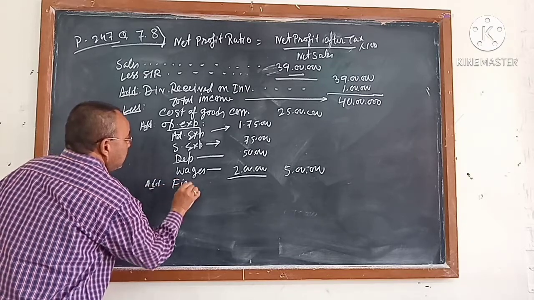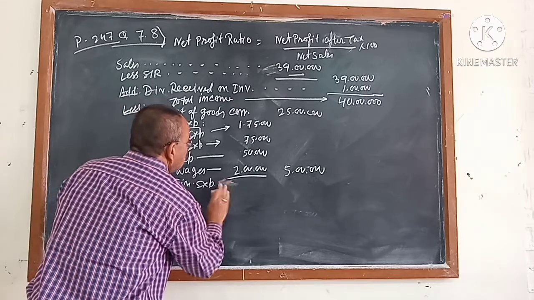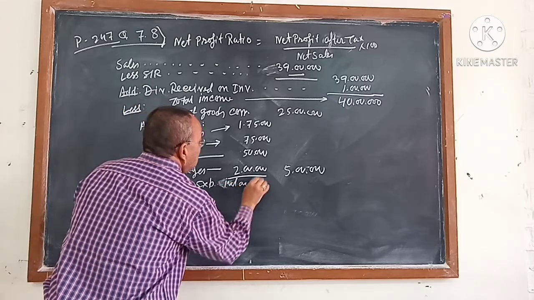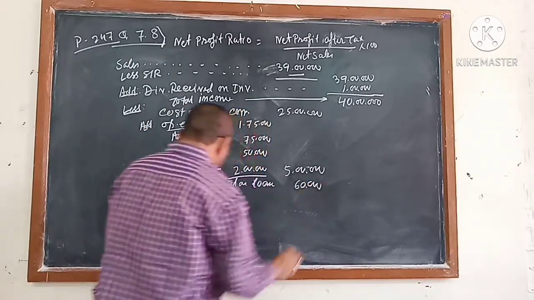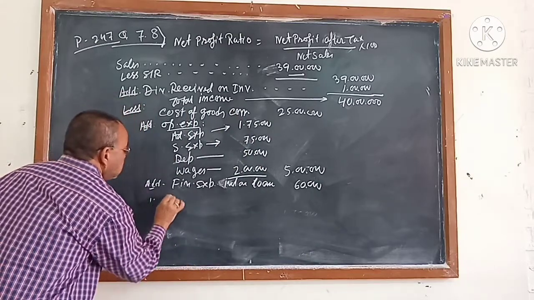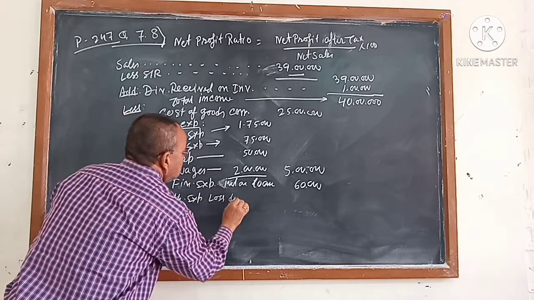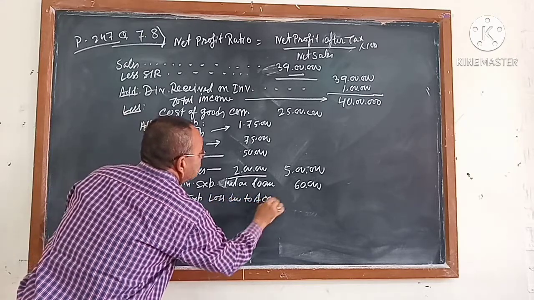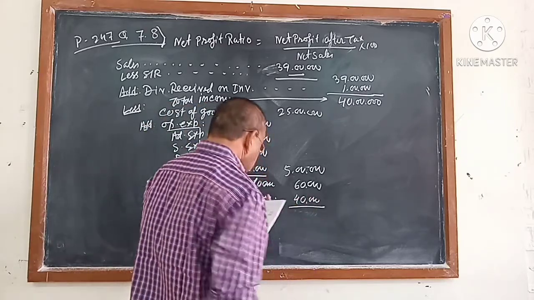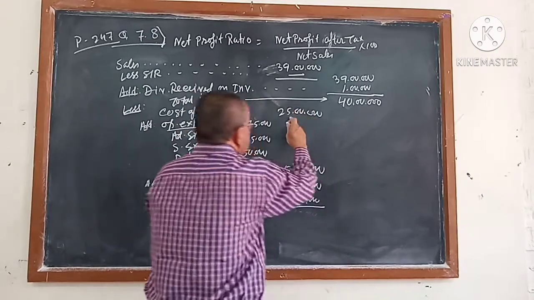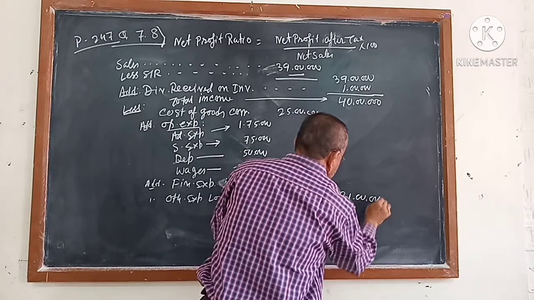Add financial expense. Financial expense, that is interest on loan, 60,000, and also loss, other expense, loss due to accident. Loss due to accident, how much you are getting? 40,000. Now you got 31. This is 25 plus 5, 30, plus this 1, is equal to 31 lakh, which is your total expense.